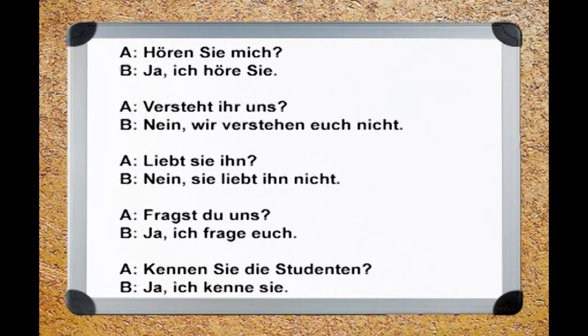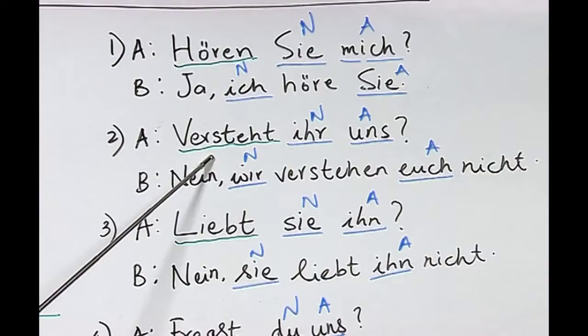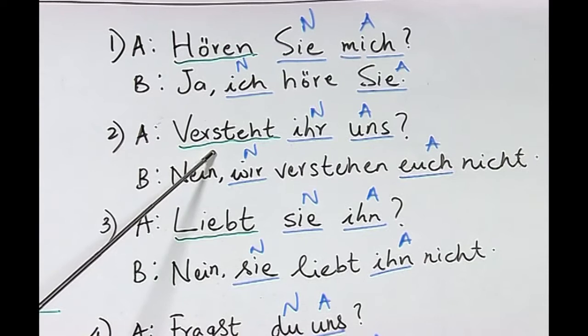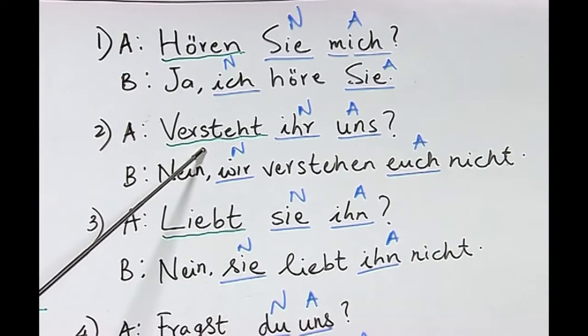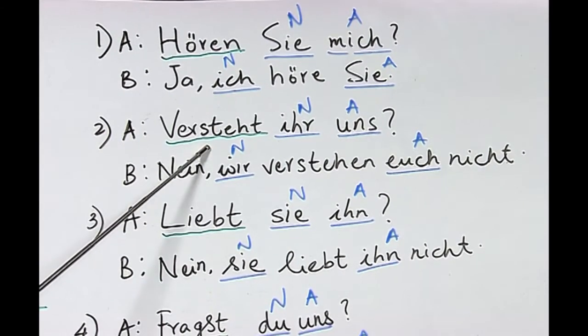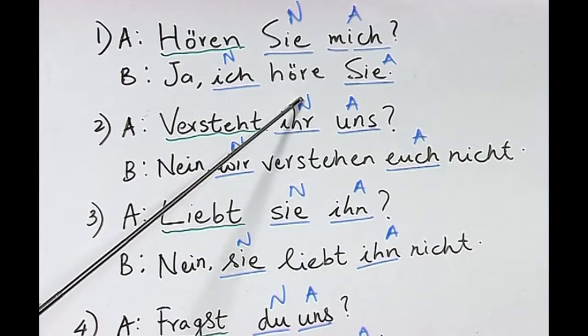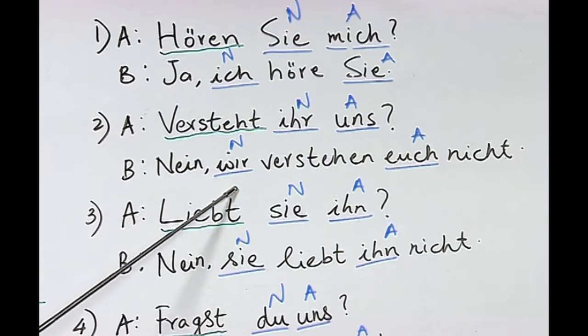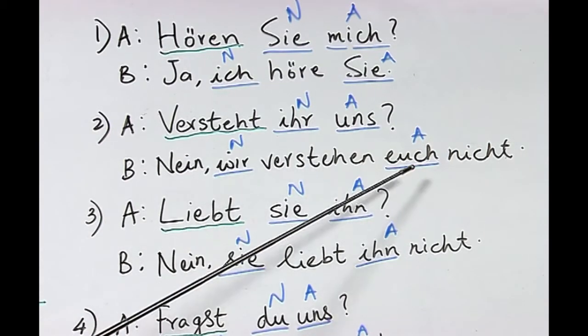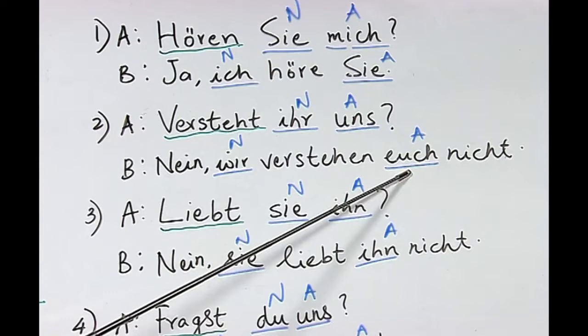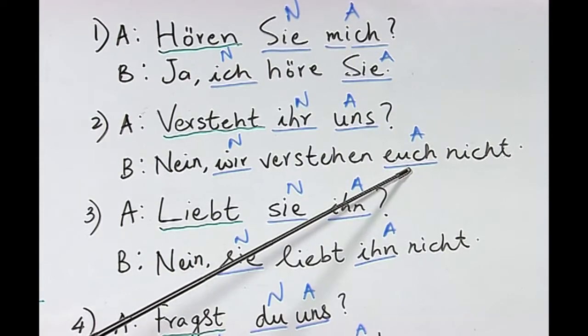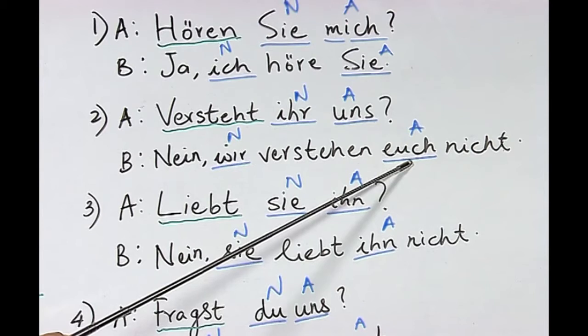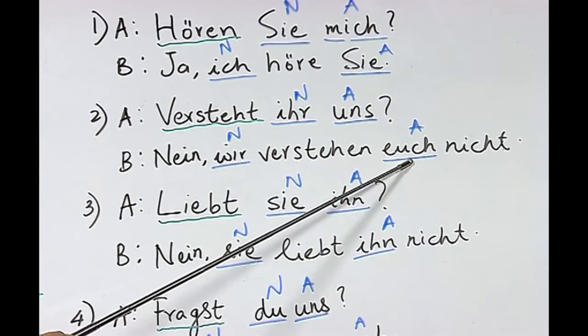Versteht ihr uns? Nein, wir verstehen euch nicht. This verb would be new to you. The verb versteht comes from the infinitive verb verstehen, which means to understand. Now, as you can see here, ihr is in nominative, uns is in accusative, and in the answer wir is the nominative and euch is the accusative. If you see the table, euch is the accusative form of the pronoun ihr in the second person plural category.